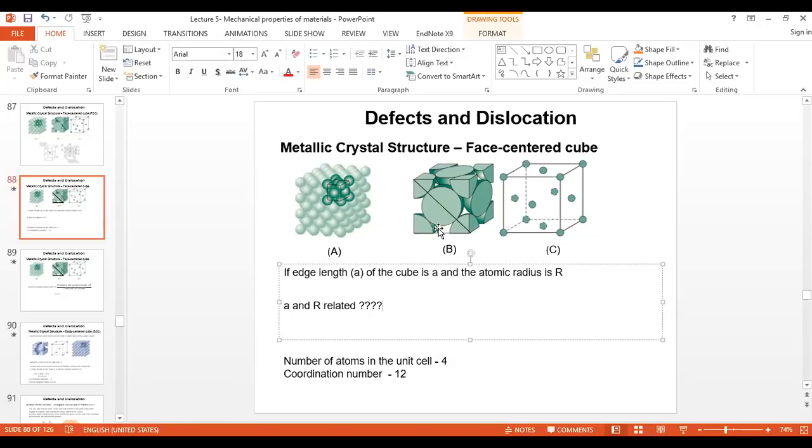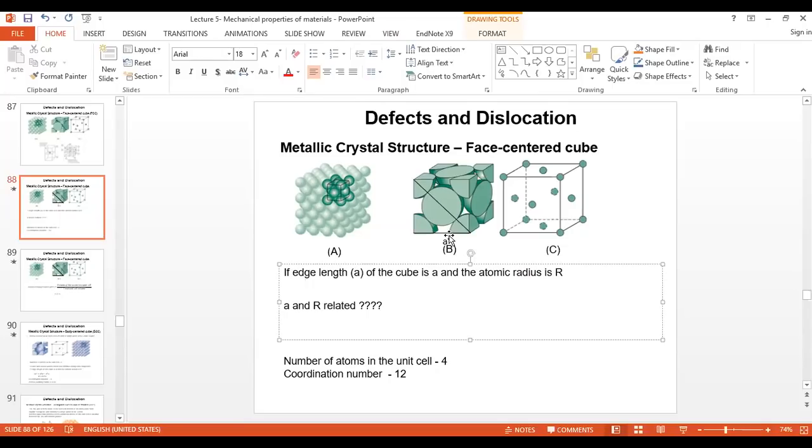So I told you that this unit cell edge length, that means the side of this length, we can put as A, right? This length is A, and the atomic radius is R. So you can find the length of a unit cell if you know the atomic radius. For that, you can have a relationship between A and R.